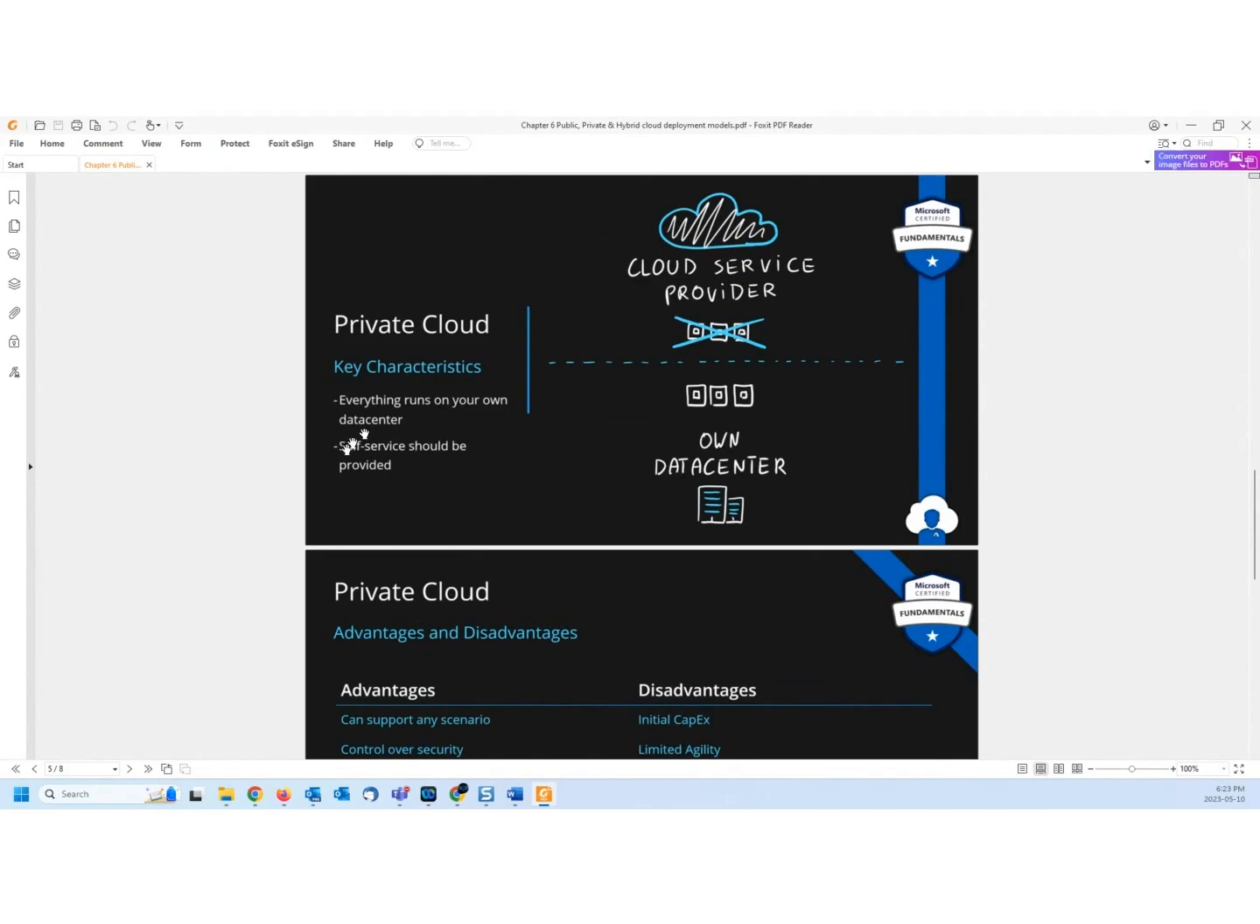All those resources will have to be allocated at your end, air conditioning and everything that you need to keep the data center running. So the power and the hardware itself, if the hardware fails, whether it is hot swappable or not, or you need to bring something down, it's all your responsibility. Self-service should be provided.